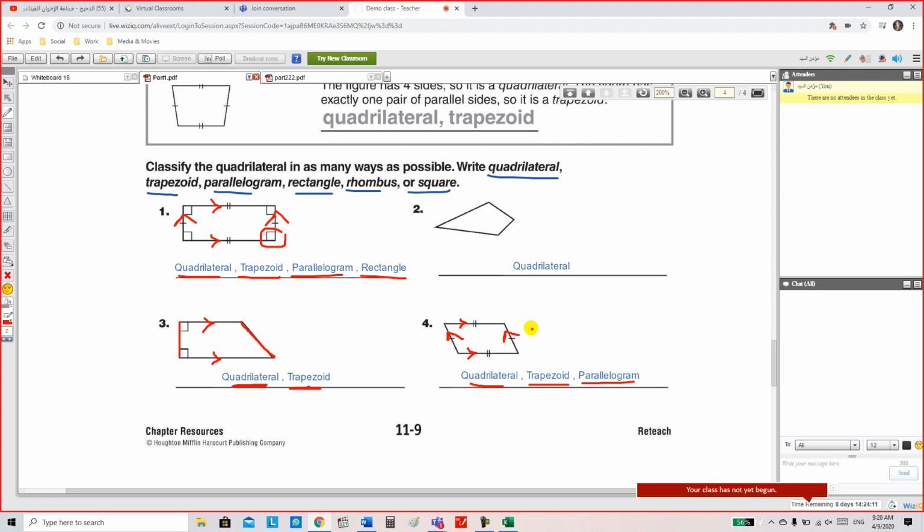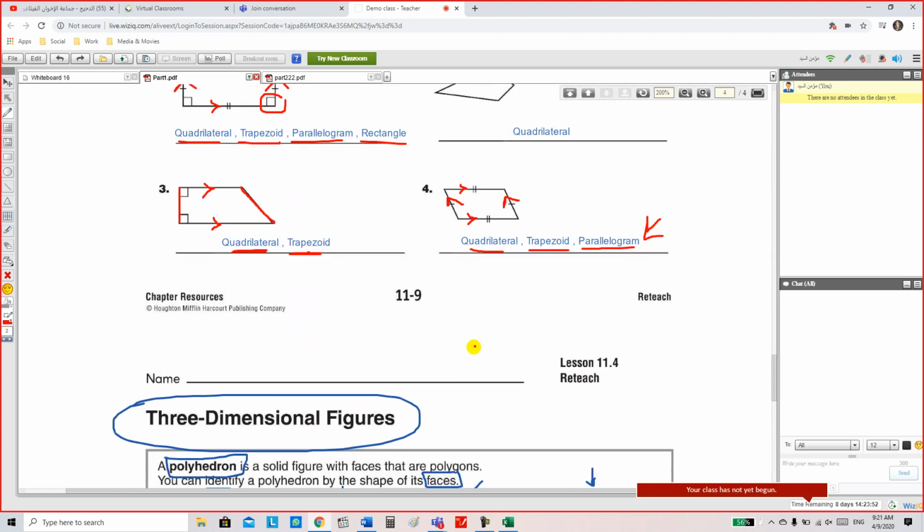So we can't say this is rectangle here. Can we say that this is rhombus? No, because rhombus must have all the sides congruent to each other, equal in length. But this has only two opposite sides equal in length, not all the sides. So we stop here at parallelogram. Okay, let's move to the next page.